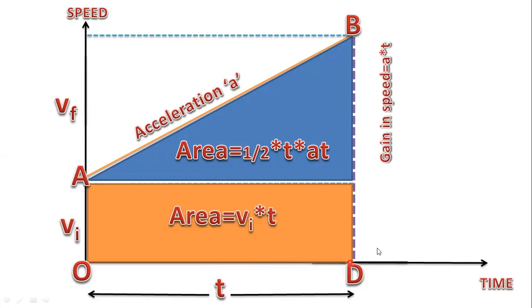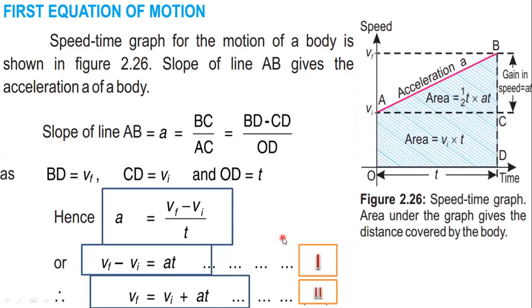And this C is the point. Now we have CDO or ODCA, a rectangle which is covering this area, and this shaded area can be measured by multiplying. This star is for the multiplication, so multiplying the initial velocity with the time lapsed. So this is the time interval. Now from this diagram, you can understand what is going on over here.